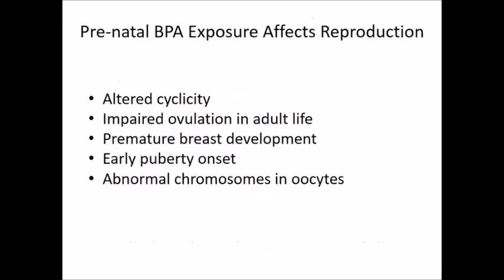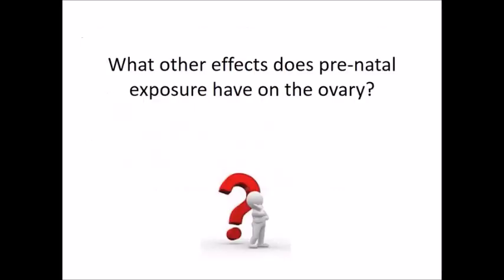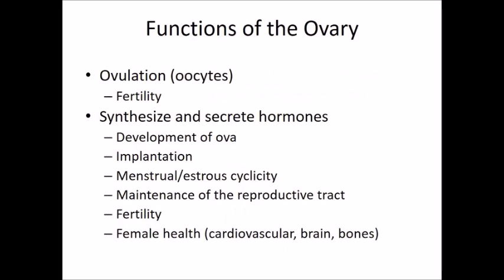Now, we know from many previous studies that prenatal BPA exposure affects reproduction. Particularly, we know that it can cause altered cyclicity, impair ovulation in adult life, cause premature breast development, early puberty onset, and abnormal chromosomes and oocytes. What we were interested in: what other effects does prenatal exposure have on the ovary? Now, before I talk to you about that, I'd like to give you some brief background on the ovary.